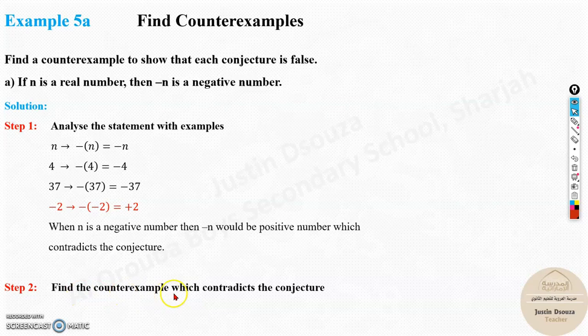So the counterexample that contradicts the conjecture is this minus 2. Or you can take any negative number, because when n is negative, minus n would be positive. So this is the counterexample for this particular conjecture. It can be any negative number. It can be minus 2, minus 5, minus 10, or so on. Any negative number. When you multiply minus and minus, it becomes positive, and this statement is proven to be false. So that's the counterexample.